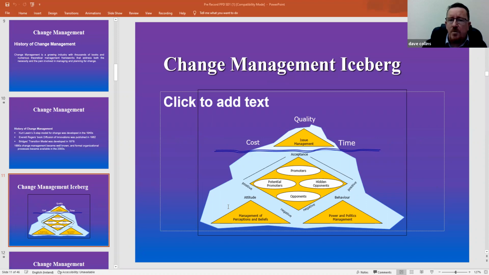The change management iceberg. As we know, with icebergs we only see 30% of them. 70% of the iceberg is below the surface. What we can see is issue management: cost, quality, and time. What we don't see below the surface is acceptance, and within acceptance we have promoters, potential promoters, hidden opponents, and opponents. We also have attitude and behavior. In attitude, we have the management of perceptions and beliefs, and in behavior, we have power and politics management.